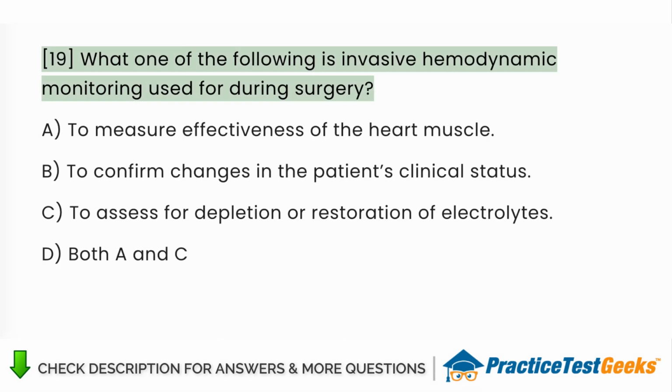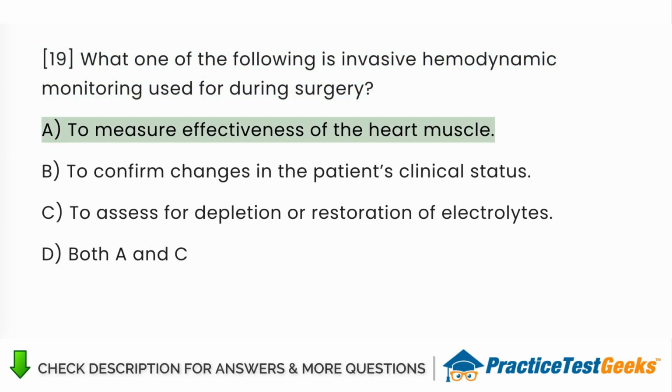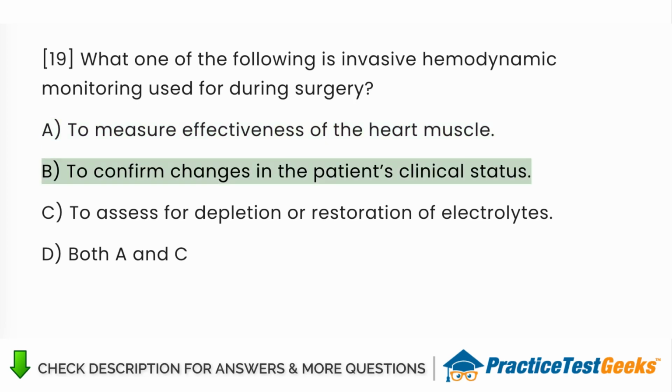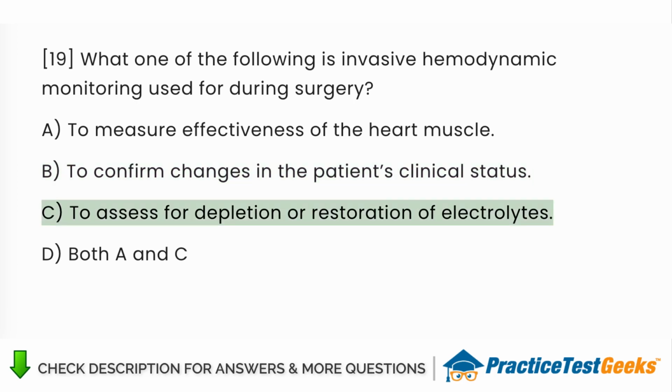What one of the following is invasive hemodynamic monitoring used for during surgery? A. To measure effectiveness of the heart muscle. B. To confirm changes in the patient's clinical status. C. To assess for depletion or restoration of electrolytes. D. Both A and C.